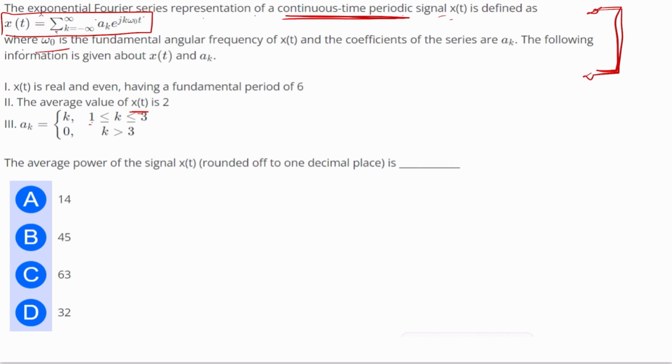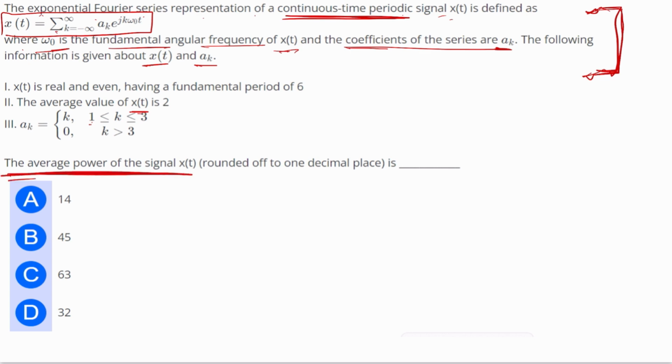Where omega naught is the fundamental angular frequency of x(t), the coefficient is ak, and the following information about x(t) and ak is given. So this is nothing but, you can say, a little explanation of the formula of Fourier series only. So the question is not that big, the question is just that. Okay, there is nothing in the question.